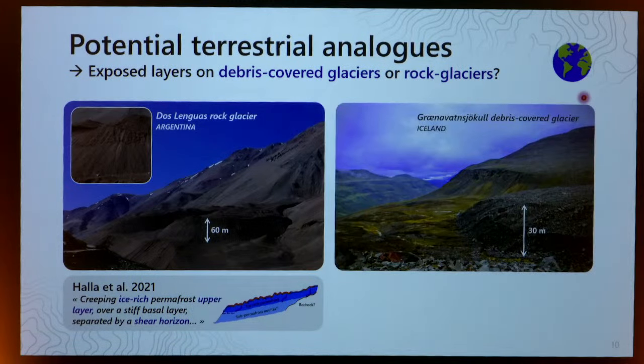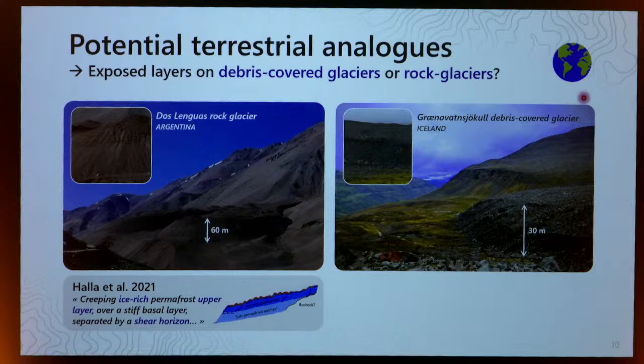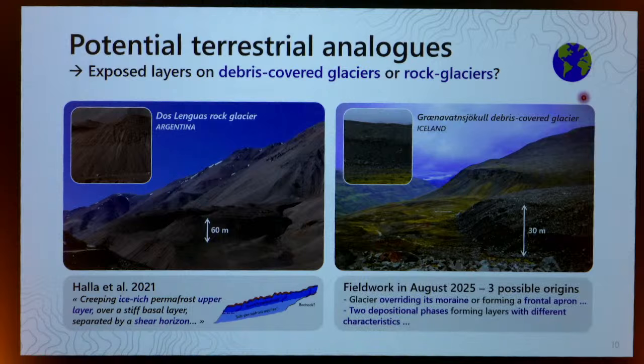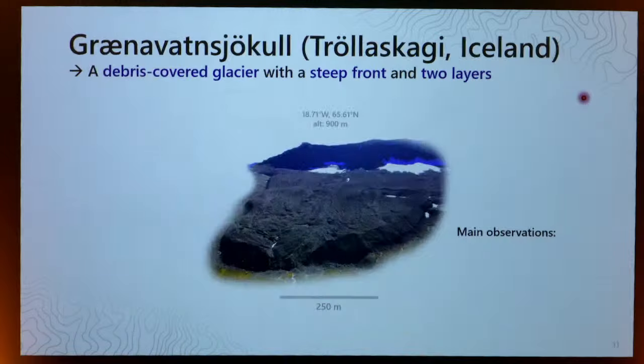We also looked for debris-covered glaciers with these two layers, and one of the analogs that we found is in these places in Iceland. Same here, when we look at the front, we see two layers of different properties. We went to this place last August to try to understand what could be the origin of these layers. We have a few hypotheses: maybe the glacier is overriding its own moraine or forming a frontal apron, with the lower layer being the moraine and the upper layer being the glacier itself, or this glacier could be formed by two depositional phases. So these are the main observations that we made in the field.